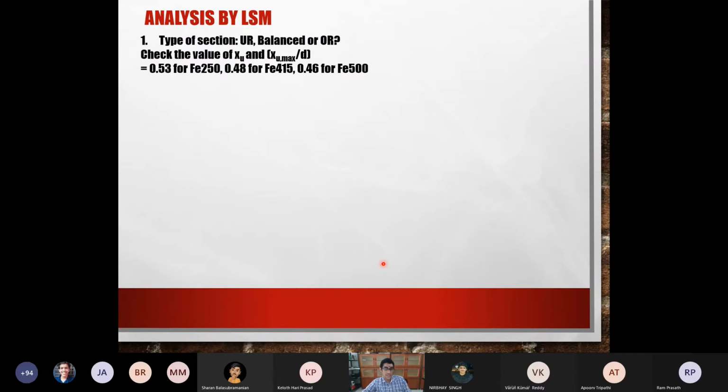So how do you do analysis by the limit state method? The first thing you need to know is what type of section it is. Is it under-reinforced, balanced, or over-reinforced? The way to find this is to check the value of XU and compare it with XU max. This XU max by D is constant for different grades of steel.